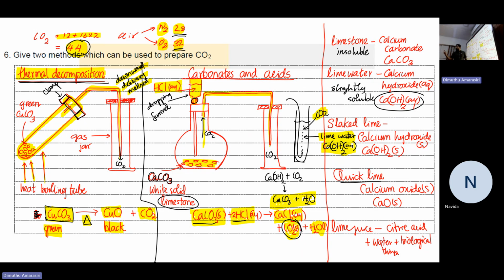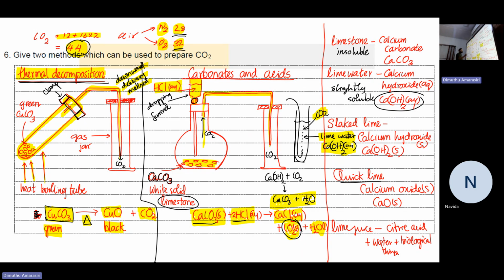So when they say preparing a gas, there are two things. One, the chemical reaction. Second, how it is collected. The gas has to be collected. So it has techniques.